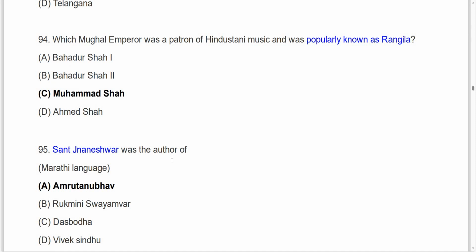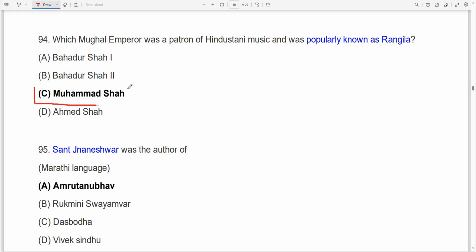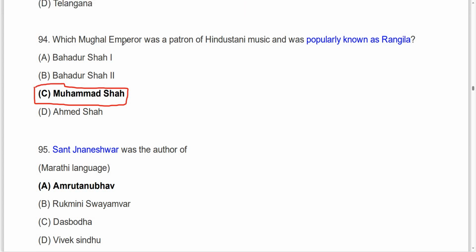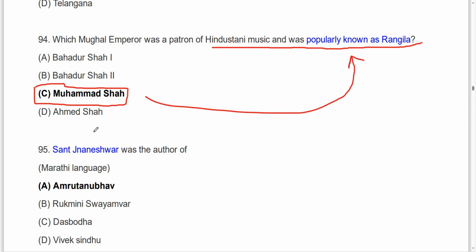Which Mughal emperor was a patron of Hindustani music and was popularly known as Rangila? Muhammad Shah. Muhammad Shah was popularly known as Muhammad Shah Rangila. So Muhammad Shah was the Mughal emperor, a patron of Hindustani music and popularly known as Rangila.